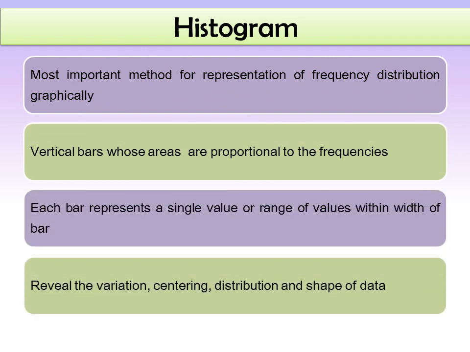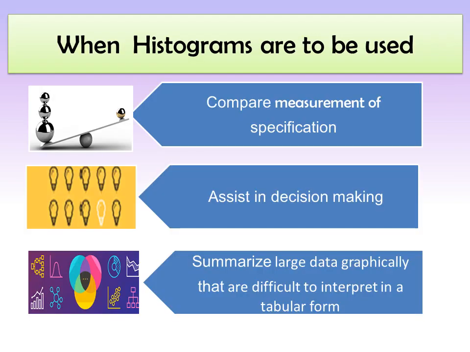Now the histogram. It is the most important method for representing a frequency distribution graphically. It has vertical bars whose areas are proportional to the frequencies. Each bar represents a single value or a range of values within the width of the bar. It reveals the variation, centering, distribution, and shape of the data.